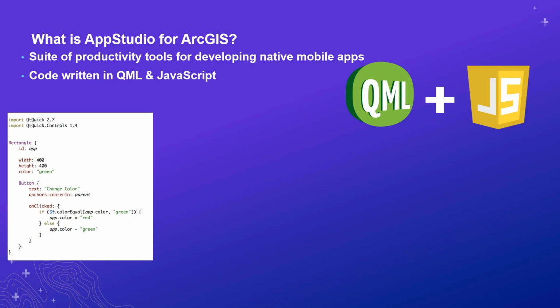And when the button is clicked, there's JavaScript code that checks the color of the rectangle. If the rectangle is green, the JavaScript code changes the color of the rectangle to red. Otherwise, it changes the color back to green. Now, when this code snippet is run, it produces the following.